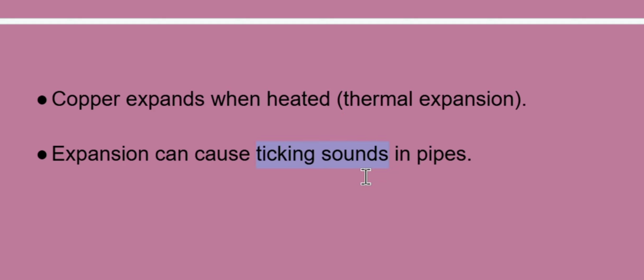Okay, and the reason why it's important to know this is because when your copper pipes expand and contract, you have to allow for that expansion to happen, which means if you're making holes through things like joists under the floor, you have to leave a little bit of space to allow for that expansion.